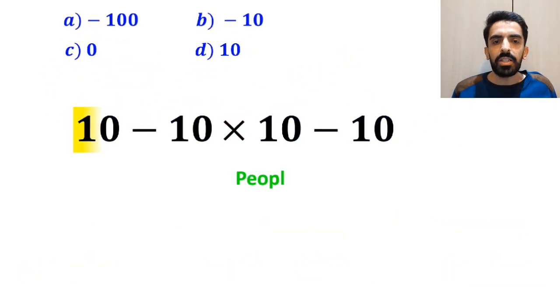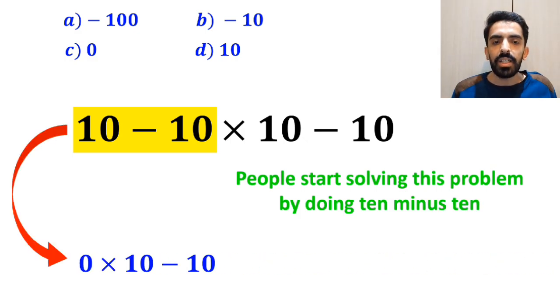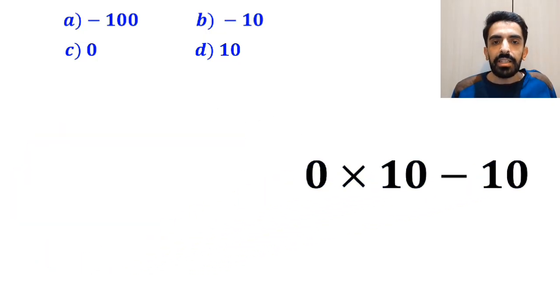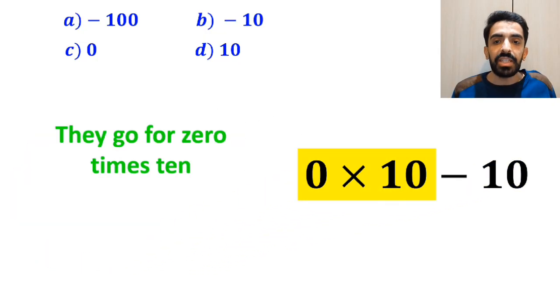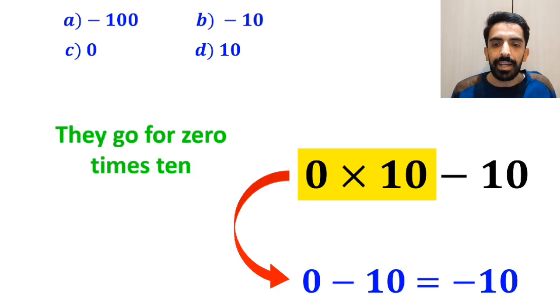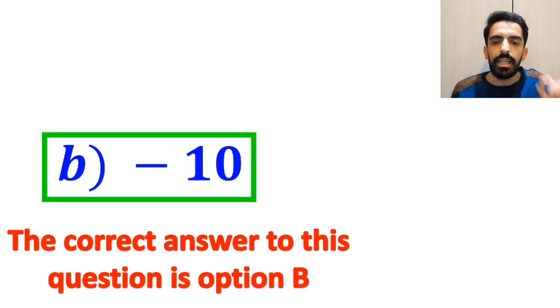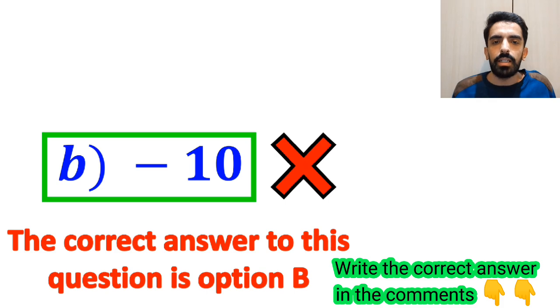Most of the time, people start solving this problem by doing 10 minus 10 first, which I have highlighted in yellow, and they write this expression as 0 times 10 minus 10. In the next step, they go for 0 times 10 and say that this expression simplifies to 0 minus 10. And finally, the answer becomes negative 10. Then, without any hesitation, they quickly say that the correct answer to this question is option B. However, this answer is absolutely wrong.